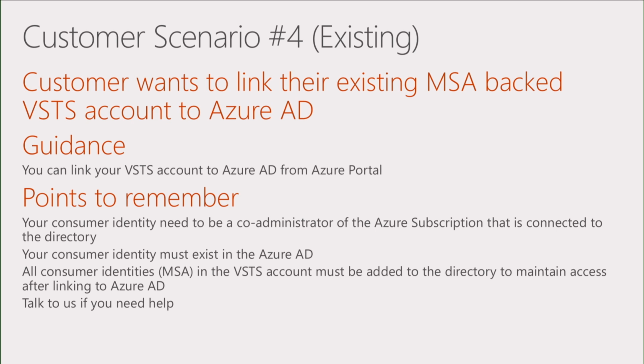The other thing to keep in mind is, let's say that you've been working with VSTS, and you have a lot of work items and a lot of code history with Microsoft accounts. For all these users to continue to get seamless access, even after you connect to the directory, you need to ensure that these MSA identities are added to your directory. We already talked about how you can add them. If you add them, then it's seamless. The only difference is that your account is now connected to the directory, but you're still using the Microsoft account authentication model to access your VSTS account.